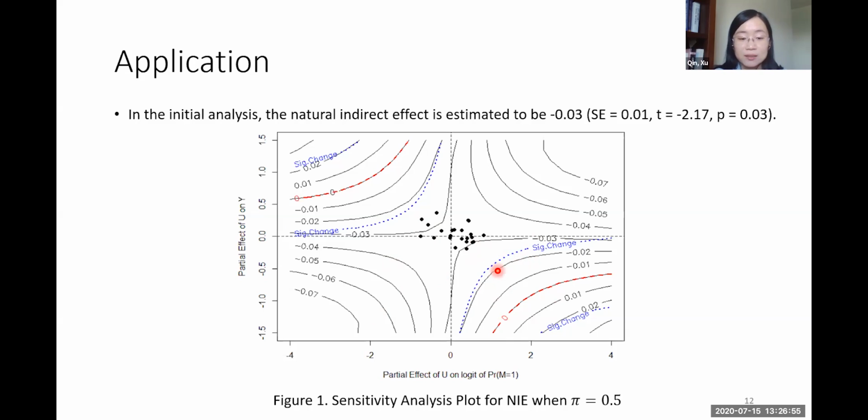This sensitivity plot indicates that for the original causal conclusions about the indirect effects to be changed, U has to be much stronger than the most important observed pre-treatment confounder. Given that this is highly unlikely, the results are robust to the unmeasured pre-treatment confounder when pi is at 0.5.